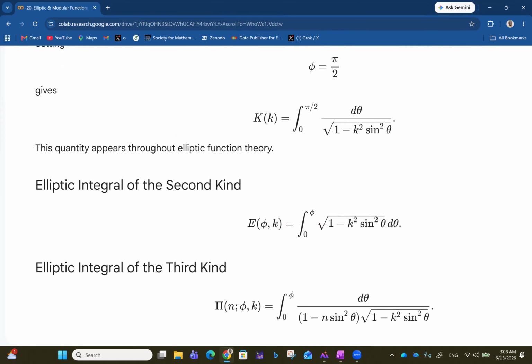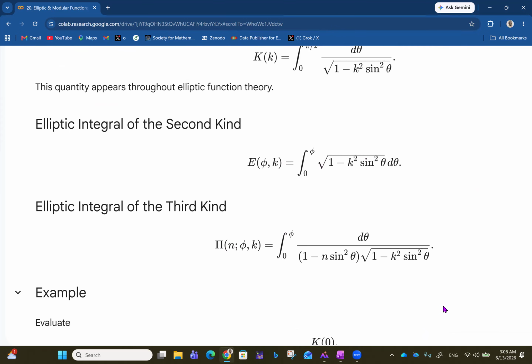Then we have, finally, the elliptic integral of the third kind, Pi of n semicolon phi comma k, and that is equal to the integral from 0 to phi of d theta over 1 minus n sine squared theta, times the square root of 1 minus k squared sine squared theta.